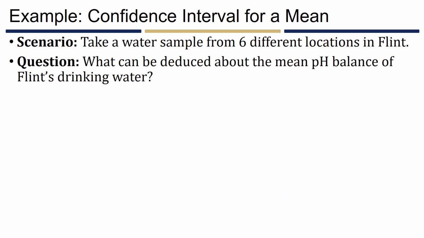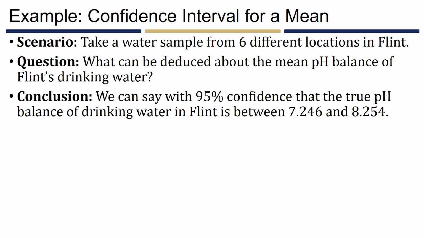Now, interpreting a confidence interval for a population mean is very similar to what we did for interpreting a confidence interval for a population proportion. We have a level of confidence, we have a parameter that we're talking about, and we have upper and lower bounds. So what we can say here is that we are 95% confident, or we can say with 95% confidence that the true pH balance of the drinking water in Flint is between 7.246 and 8.254.